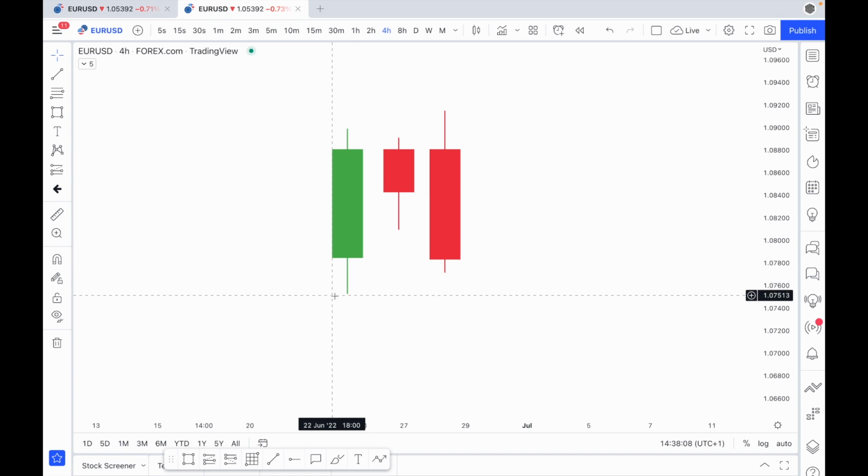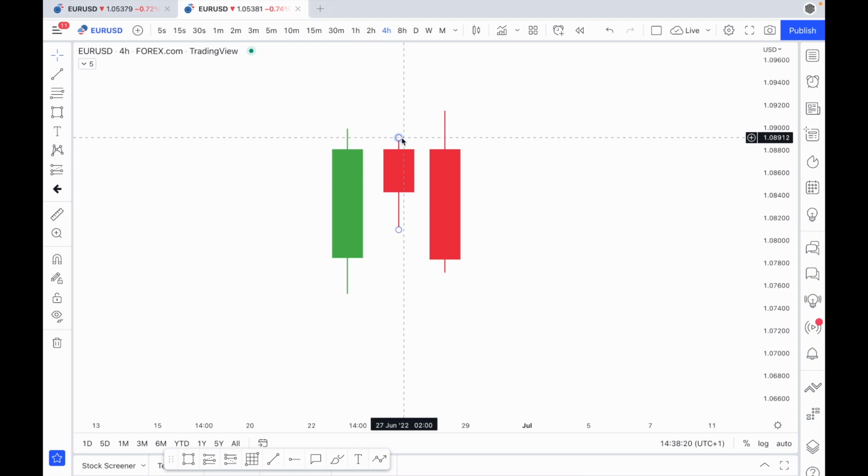Now, as you can see, the highest point the green candle has reached is here. The lowest point this candle has reached is also here, with the body of the candle here and here. Now, the inside bar candle, the highest point is reached here, which has failed to break the high of this candle, and then the low is at this point, which has clearly failed to break the low of this candle. So this one here is going to be the inside bar, and we're going to have a look at some examples on the charts.